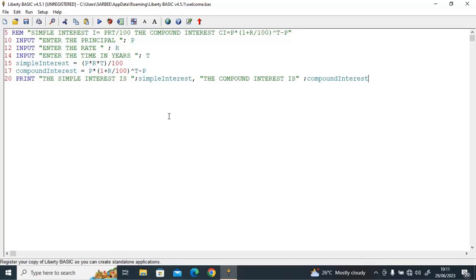Now, the next one we are going to do is write a basic program to check if someone is eligible to drive a car. I think in Nigeria they said you must have a driver license to drive a car. You must not be underage, you must be more than 18 years to drive a car. Something like that.